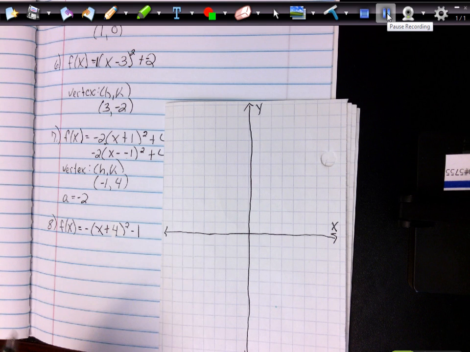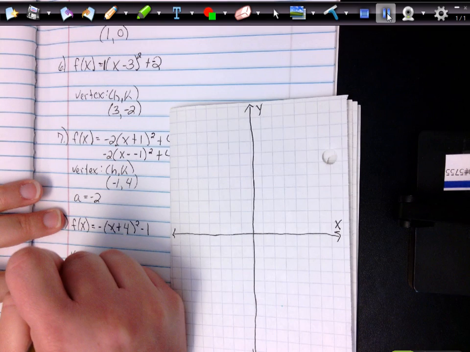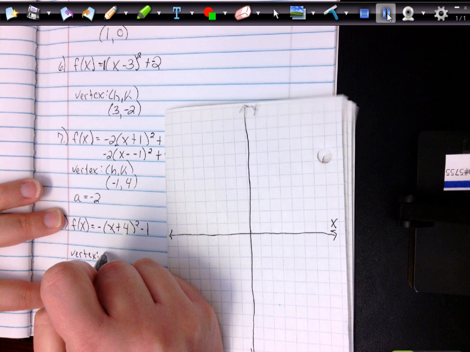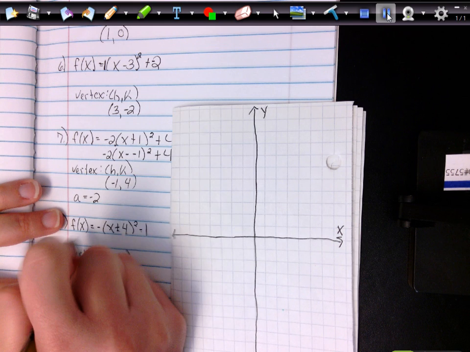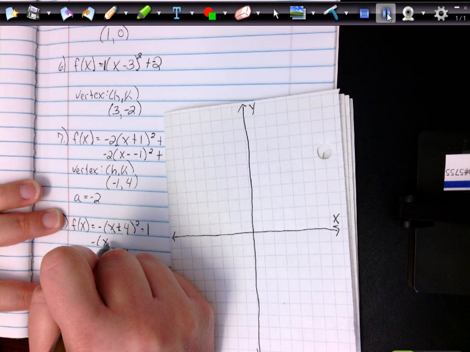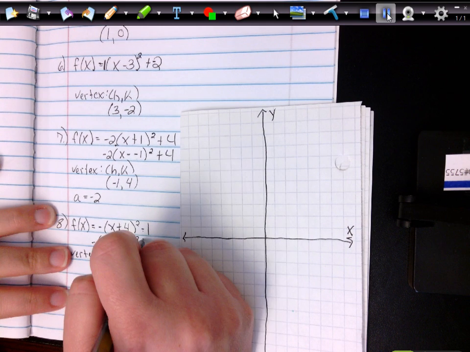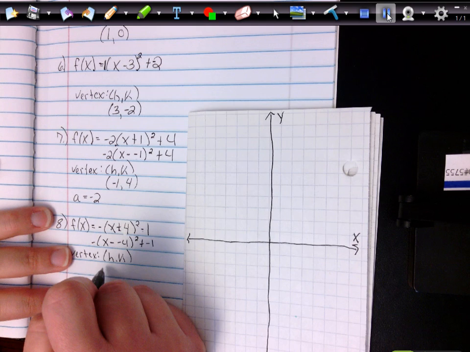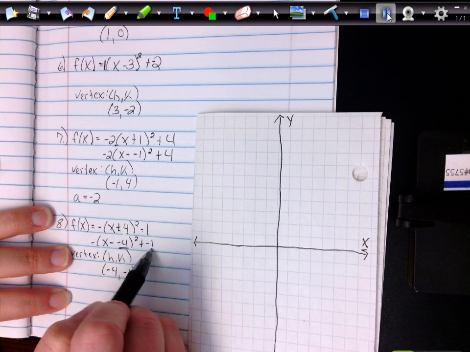Alright, go ahead and copy down number 8. We have f of x equals negative, parentheses, x plus 4 squared minus 1. Again, just like what we've been doing, first of all, we're going to find our vertex, which is going to be our h, k. This doesn't necessarily look right because we need a minus here and a plus there, so we're going to rewrite this. Instead of plus 4, we're going to say minus a -4 squared, and then instead of minus 1, we're going to say plus a -1. So we're going to have -4 and -1 as our h and our k.